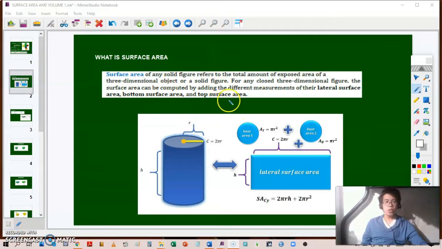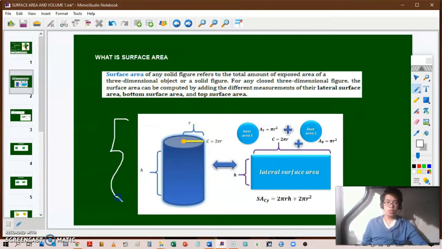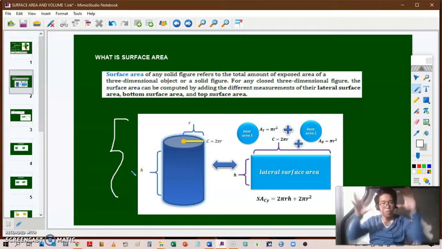If you want to know the surface area of any type of figure, we just need to decompose it, or we can just take it apart. So if you don't know the formula for the surface area, don't worry, you can take that thing apart, and then from there you can recreate the formula.